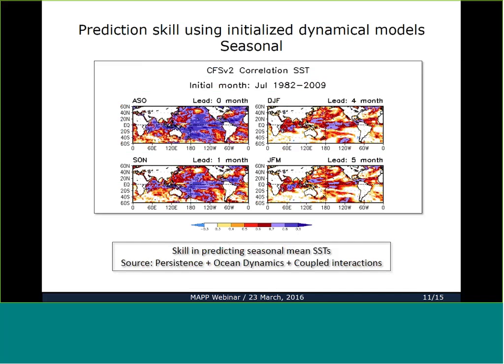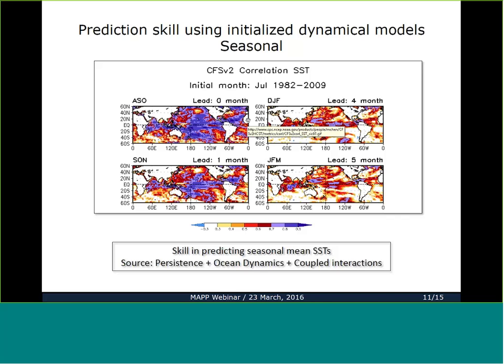So going beyond persistence, you can use the coupled models or the dynamical models and initialize the ocean and atmosphere, and use those methods as a prediction. So what will happen here is that you have some skill because of the persistence, but now, because of using a model which captures the ocean dynamics and the coupled ocean-atmosphere interactions, if you initialize those anomalies, those things will add to the predictability coming from the persistence alone.